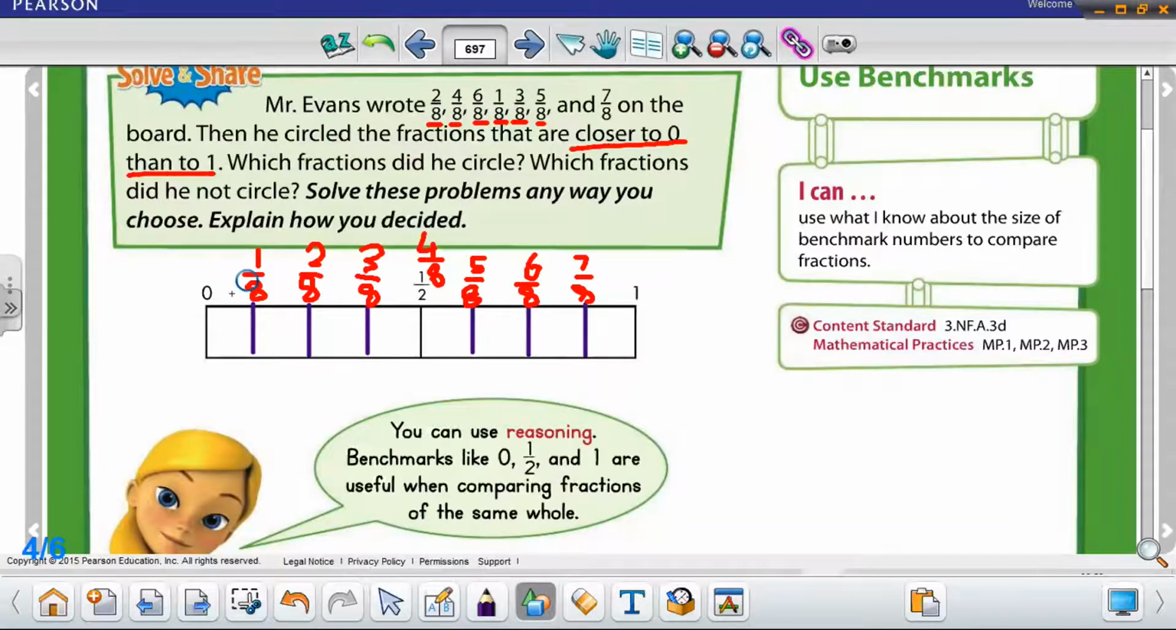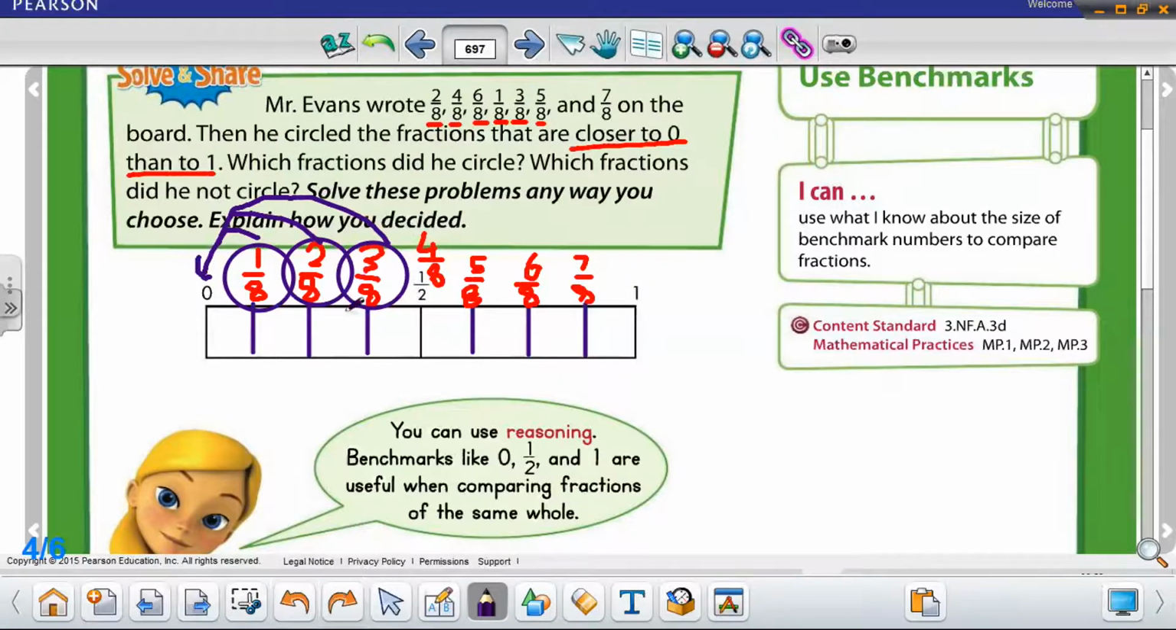Let's see. Now this is the midpoint, so all the fractions smaller than the midpoint are closer to 0. Do you remember how to round up and round down? So here we need to round down. So 1 over 8, okay, is closer to 0 than 1, and also 2 over 8 and 3 over 8. So we have 3 fractions closer to 0 than 1. See, closer to 0, 0 here and 0 here. But all these other fractions are closer to 1, so we don't need to circle them.